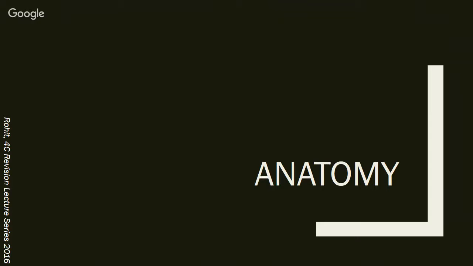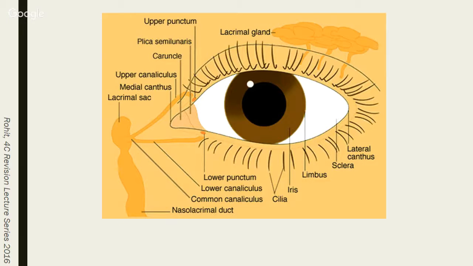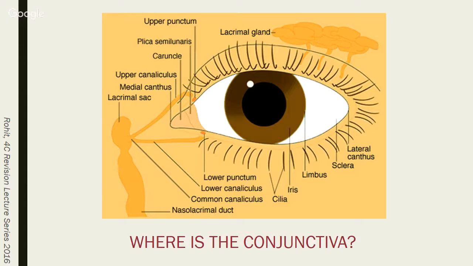So the anatomy. Looking at the external eye, I think the important things to note are the tear glands. The tears are made in the lacrimal gland, which is in the lateral part of the eye. As you blink, the tears move more medially into the canthi and are then drained by the lacrimal sac into the nose. So on this picture, where's the conjunctiva? Anyone want to guess where the conjunctiva is?